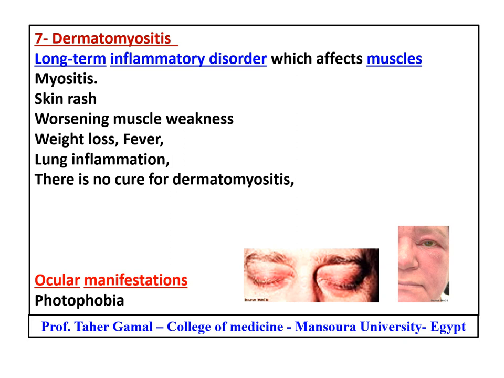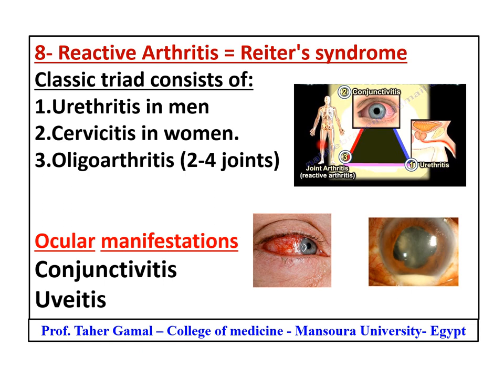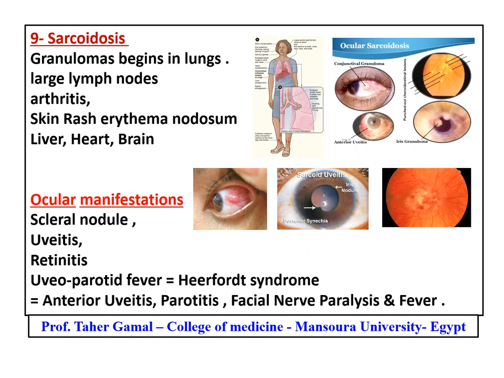The seventh type of collagen disease is dermatomyositis, a long-term inflammatory disorder which affects the muscles, leading to myositis, skin rash, worsening muscle weakness, weight loss, fever, and lung inflammation. There is no cure for dermatomyositis. Its ocular manifestation is photophobia. The eighth type of collagen disease is reactive arthritis, or Reiter's syndrome. The classic triad consists of urethritis in men and cervicitis in women, and oligoarthritis in 2 to 4 joints. Ocular manifestation occurs in the form of conjunctivitis and uveitis. The ninth type of collagen disease is sarcoidosis.